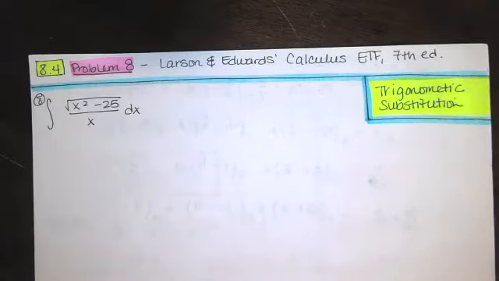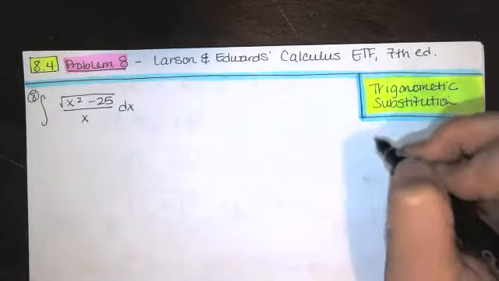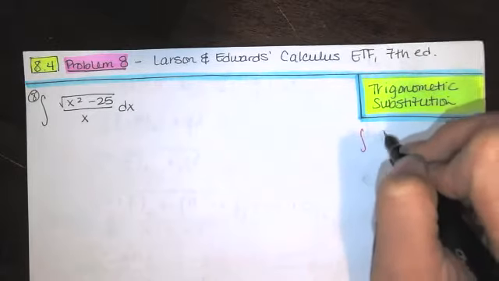In this video, we solve problem 8 from section 8.4 of the Larson and Edwards Calculus Early Transcendental Functions text, 7th edition. This is in the Trigonometric Substitution section. Now remember, there are three inverse trig antiderivatives that we're familiar with.